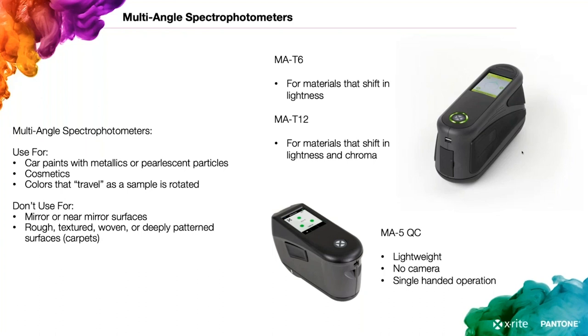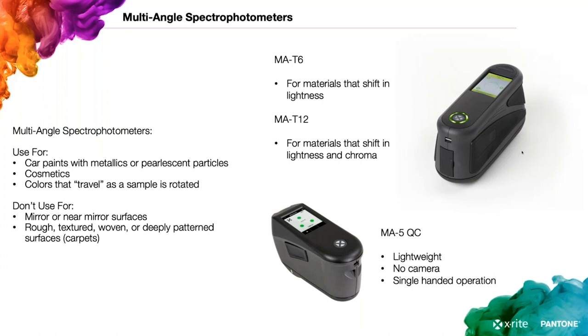So think about, when you're rotating a paint sample, or think about when you look at a car, the curves in the surface of the car, sometimes the paint looks really dark, sometimes it looks a lot lighter. The T6 will capture that information. The T12 is more geared for materials that shift in lightness and chroma. So think about those crazy paints.